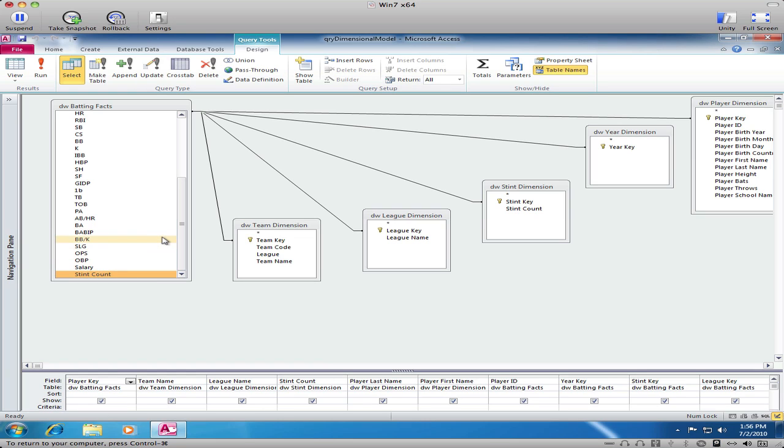Stint count is a factless fact. It's just the number 1, so that it would be easy to count up the number of stints or average the stints for certain players. Those are our tables, and I will now lead you through the ETL process in the next video.